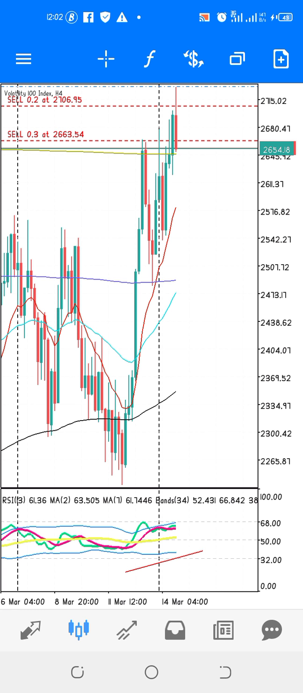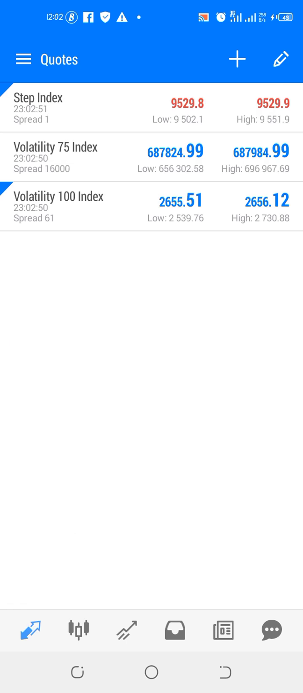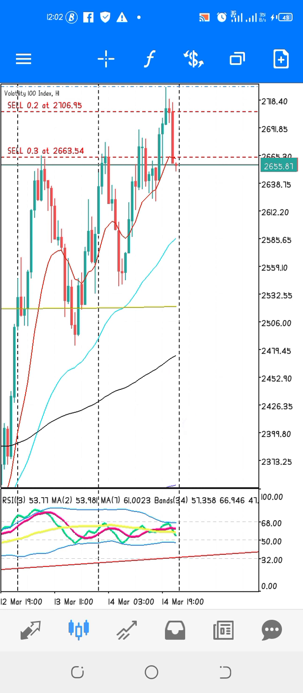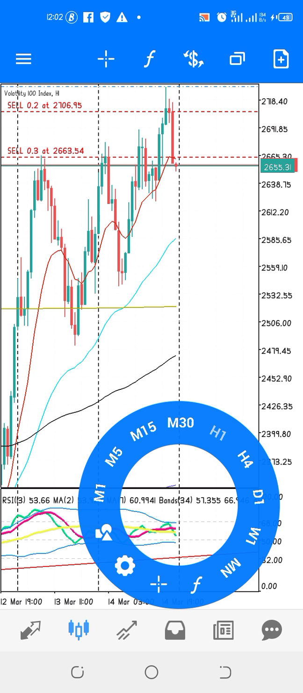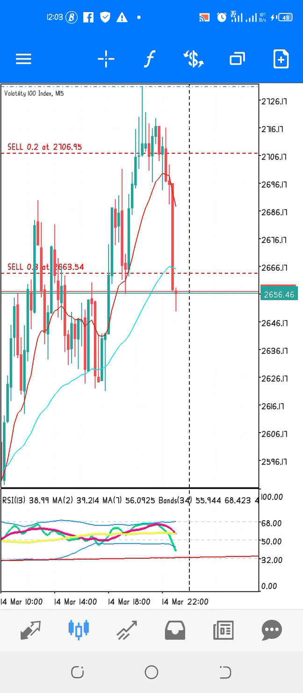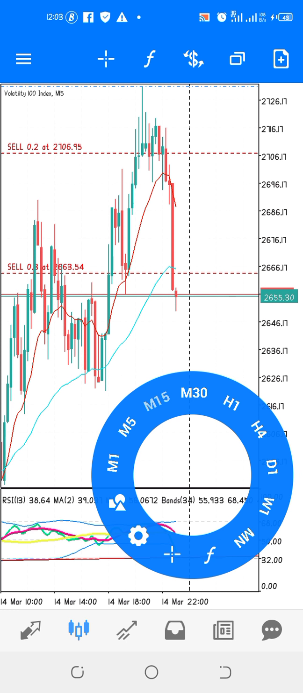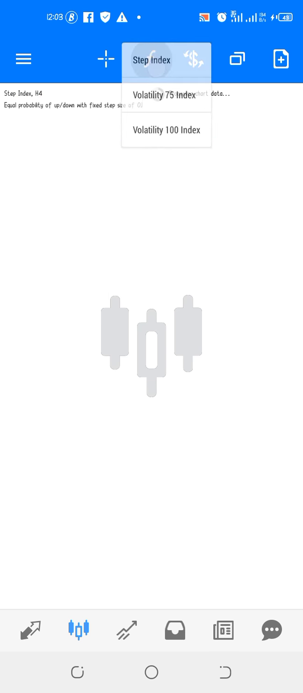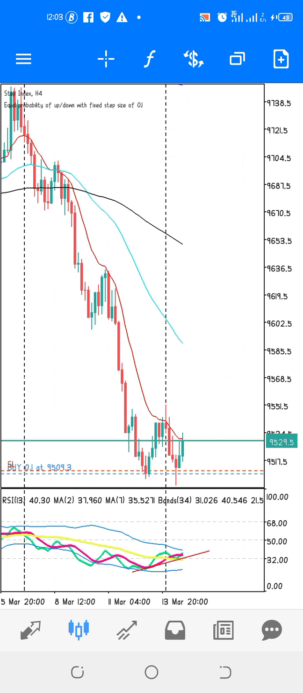Have you seen this one too? It's entering! Wonderful, wow. Coming, sorry. Wonderful. See that sweep candle. I was waiting for this. Now let's go back to our Step Index, while it's still loading.